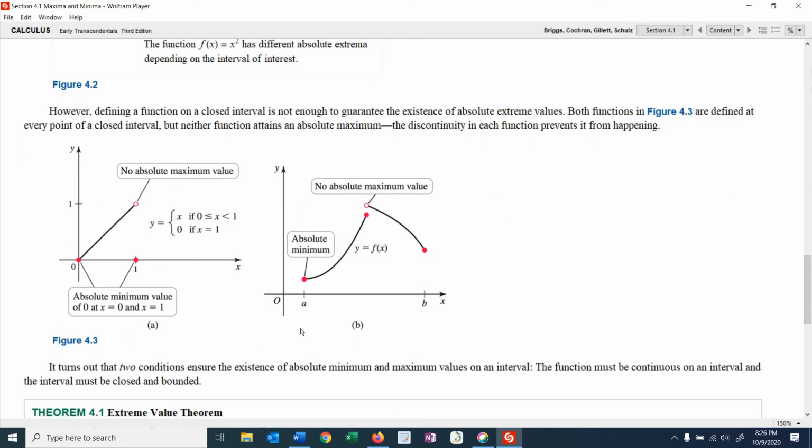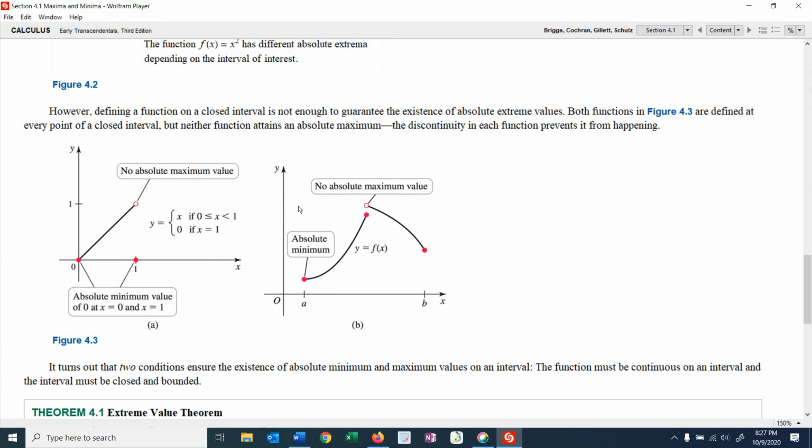Now, there's also the possibility that you have a closed interval. Let's look at this example here. This is a closed interval from A to B because it includes both of these endpoints. These are shaded in. But notice the function's not continuous on that closed interval. There's a discontinuity at this particular point here. And so we're not satisfying the two conditions of the extreme value theorem. We lack continuity on the closed interval. We do have a closed interval, we just don't have continuity on the closed interval. And I think you can see the problem.